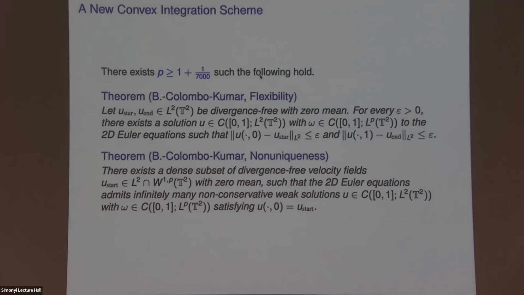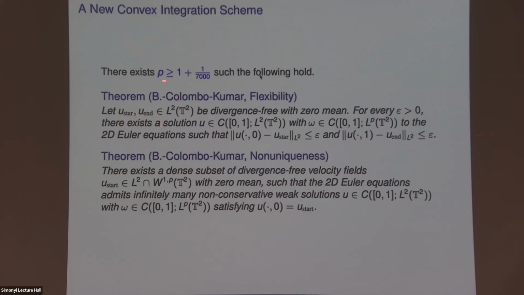example of very flexible solutions to the two-dimensional Euler equation with vorticity in L^p, p positive. I have to say, p is not so big, it's slightly bigger than 1, but still bigger than 1. And those are the two statements we have. One is flexibility and one is just non-uniqueness. The first statement says that we can essentially, up to a small error, prescribe the starting velocity and the velocity at time 1.